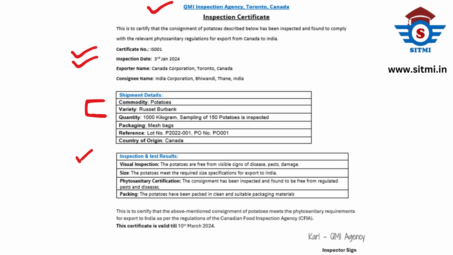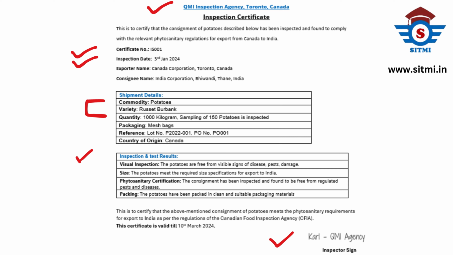The eighth point is test reports and analysis. If applicable, the inspection certificate may reference test reports or analysis conducted as part of the inspection process. This provides additional evidence of compliance with quality and safety standards.